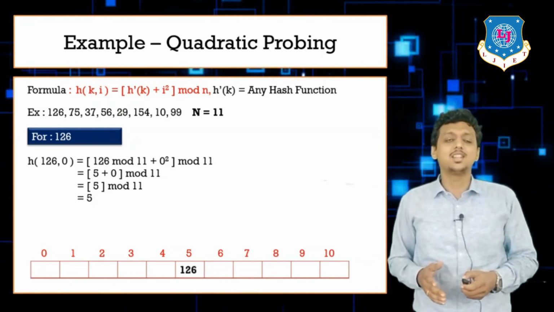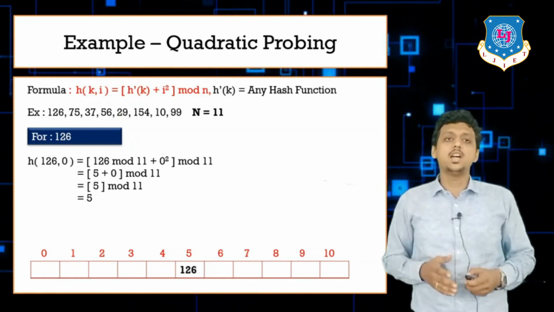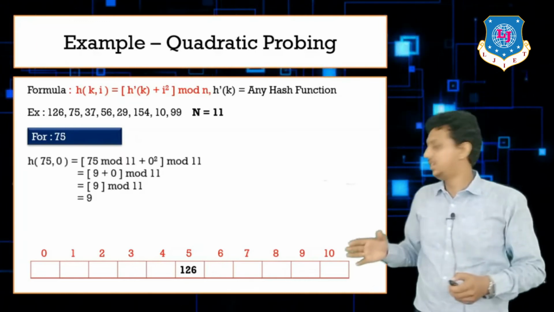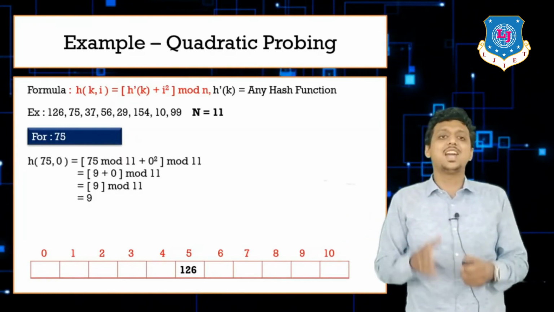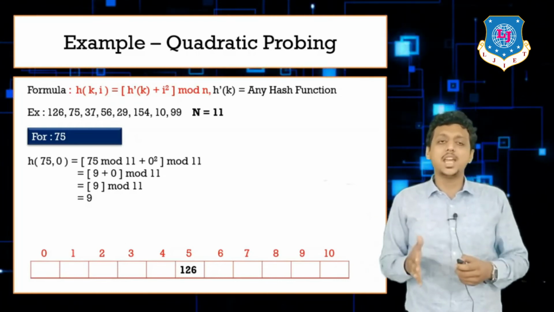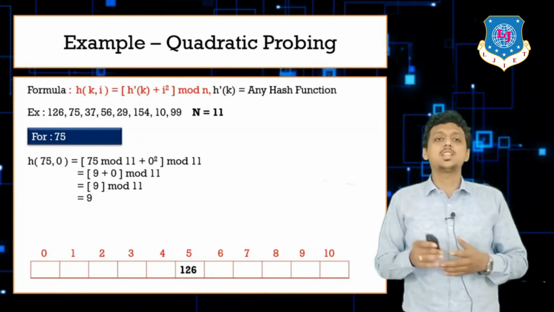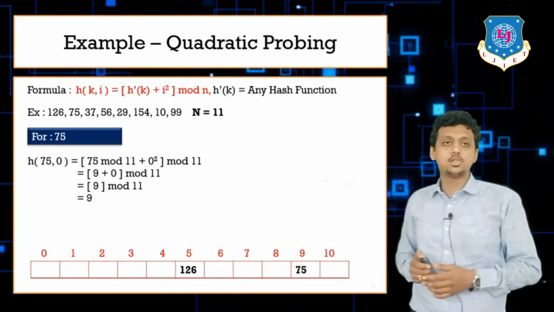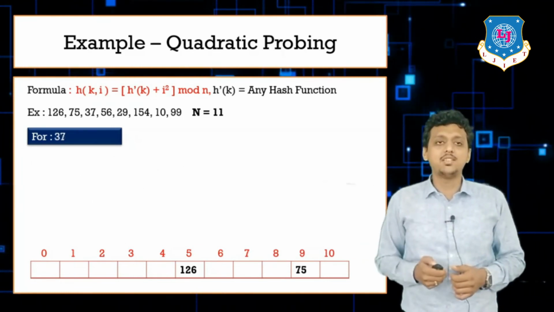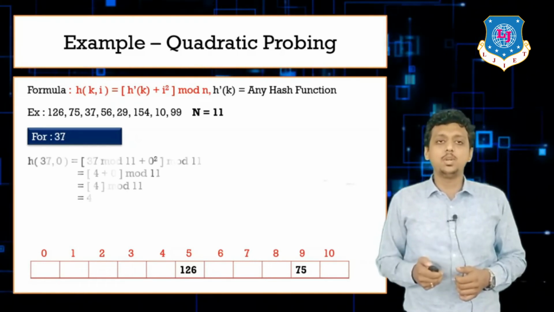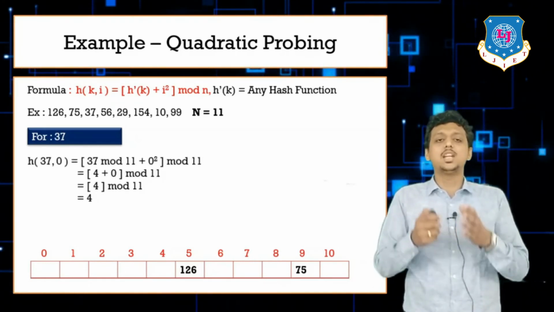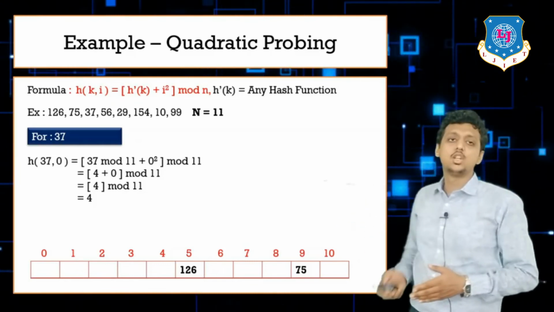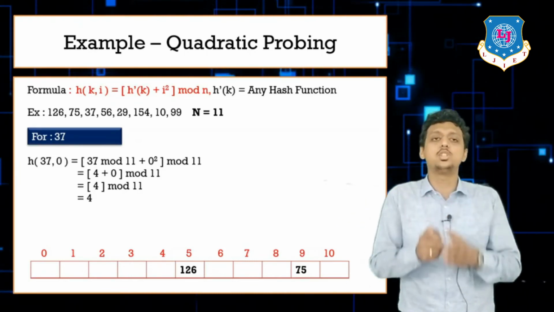So 126 is inserted. Now next we have 75. It goes like this. 75 mod 11 returns 9 and the calculation also returns 9. So we can insert 75 at the 9th position. Now for 37, just apply the formula. Here 37 mod 11 becomes 4. After all the computation we get the answer 4. So 37 is inserted at the 4th position, students.